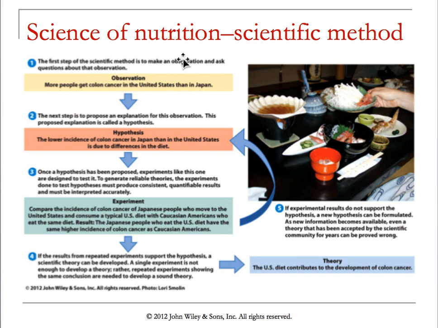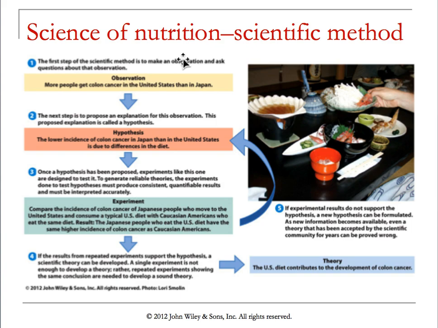So the experiment, in this instance, finds the hypothesis to be true, that colon cancer can be linked to diet. Now, if the results from repeated experiments support this hypothesis, a scientific theory can then be developed. So, if this happens one time, then, cool, but that doesn't mean that it's necessarily true.